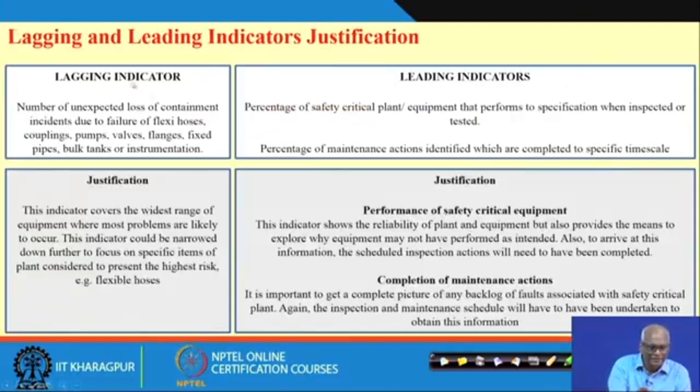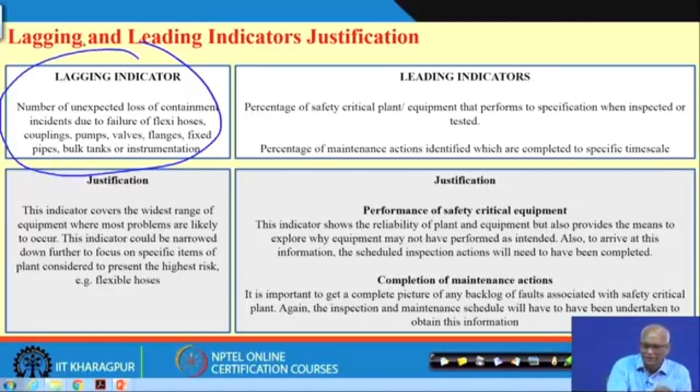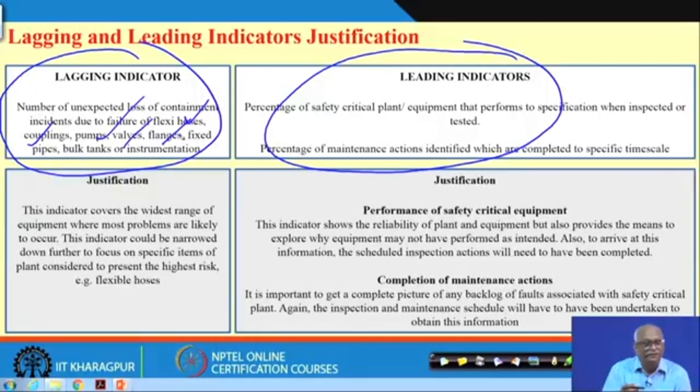So, these are the lagging indicators, these are the leading indicators. For one initiating mechanism, it is showing one line, but the total data is numerous from here. You should have lagging indicator data of flexible hoses, couplings, pumps, valves, flanges, all these things. It becomes big data.